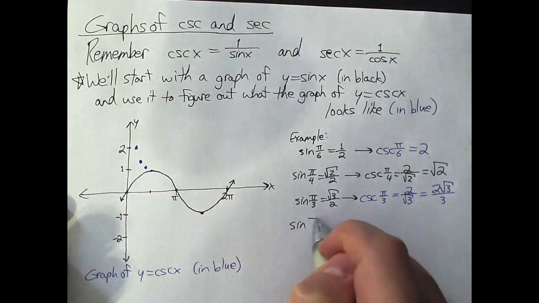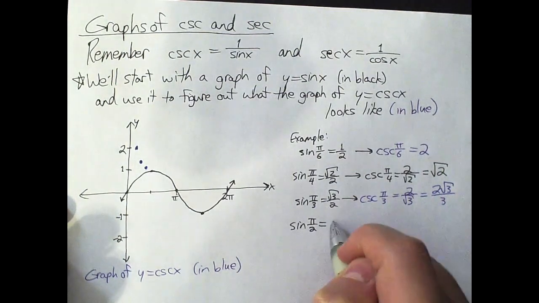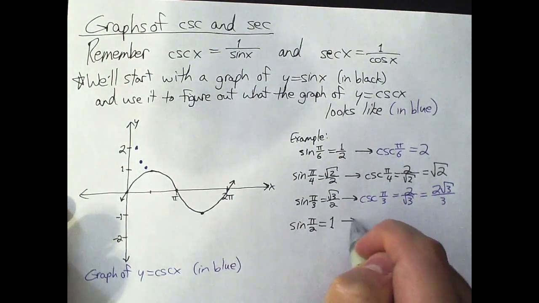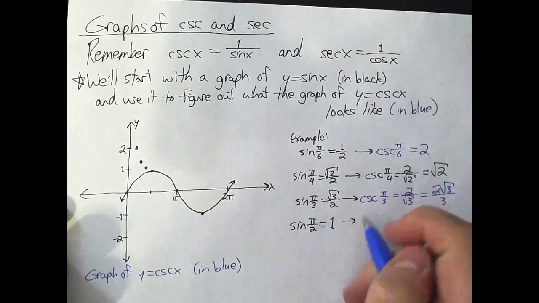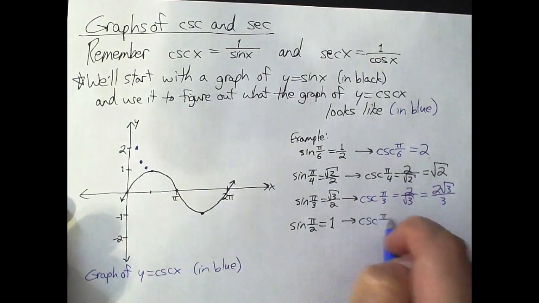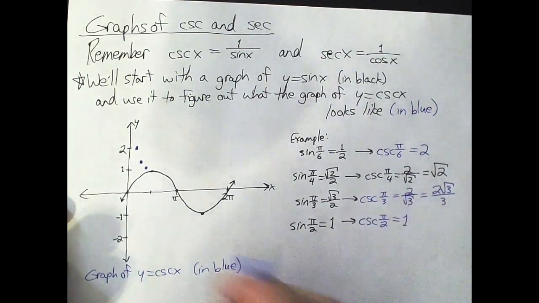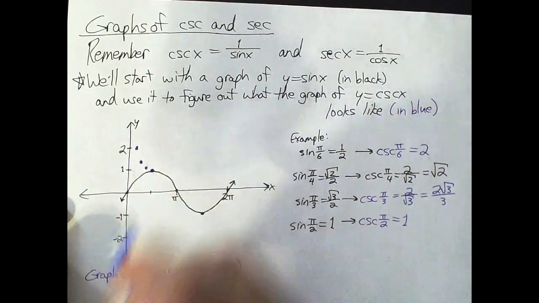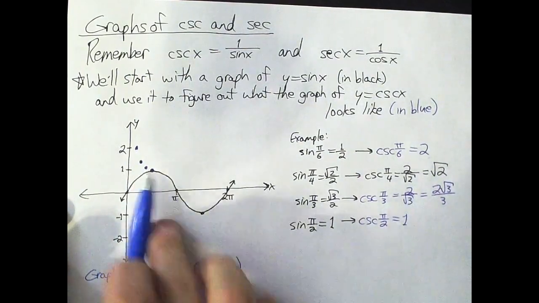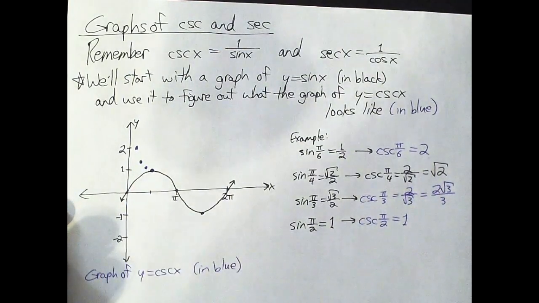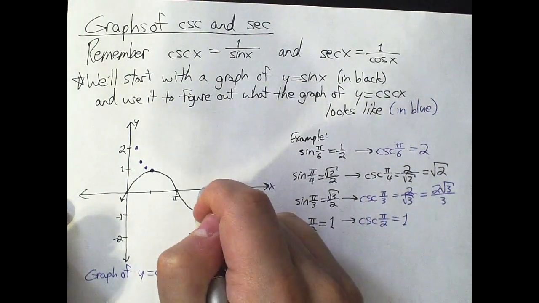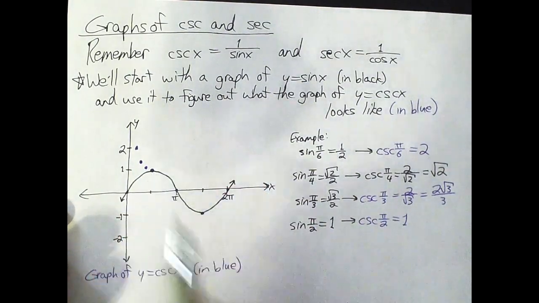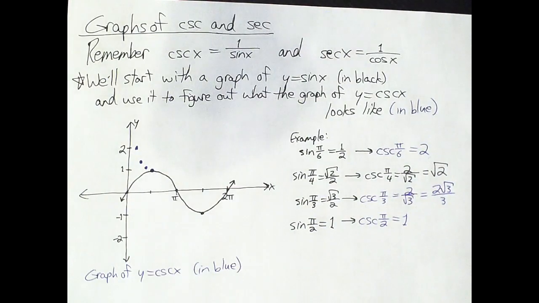What's sine of pi over 2? Sine of pi over 2 is 1. So cosecant is the reciprocal of that. Cosecant of pi over 2 is the reciprocal of 1, which is 1. So we have a point at pi over 2, comma 1. I almost said 1, comma 1. Pi over 2, comma 1. We've plotted 4 points on the graph of cosecant.